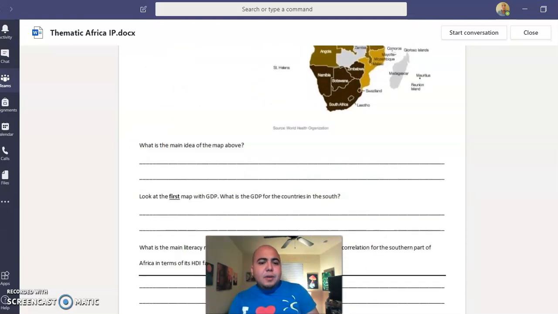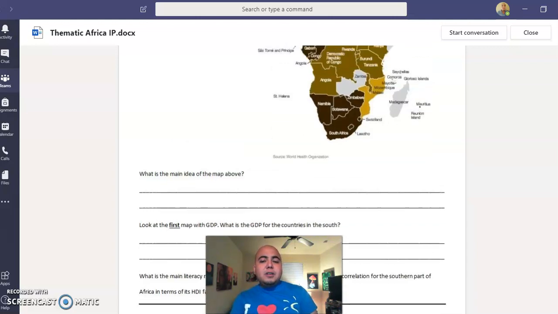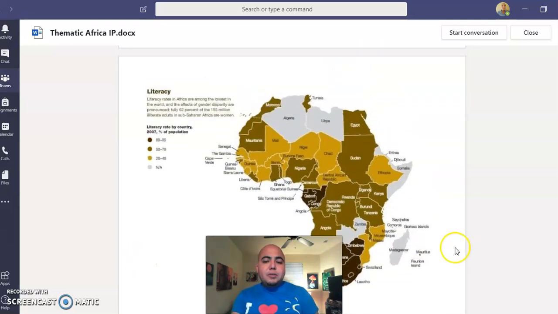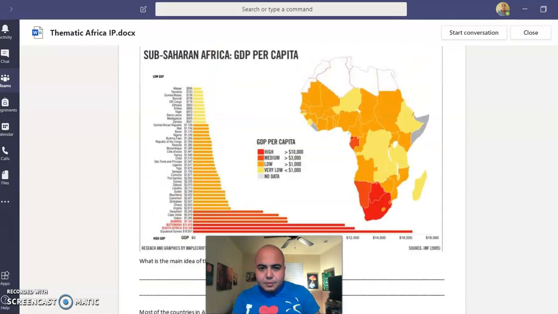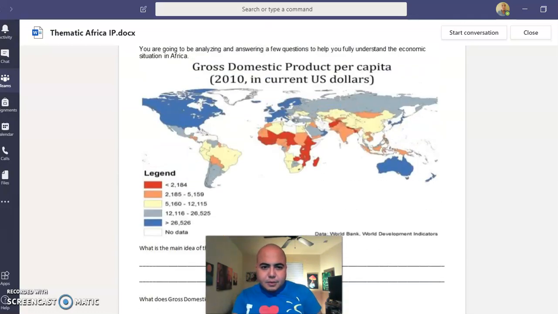Look at the first map with GDP. What is the GDP for the countries in the South? So if you go back to the very first map, GDP for the South. What's the GDP? Take a few seconds. So the GDP of the South, if you look, it's ranging right here. It's not the best or the worst. It's in the middle.